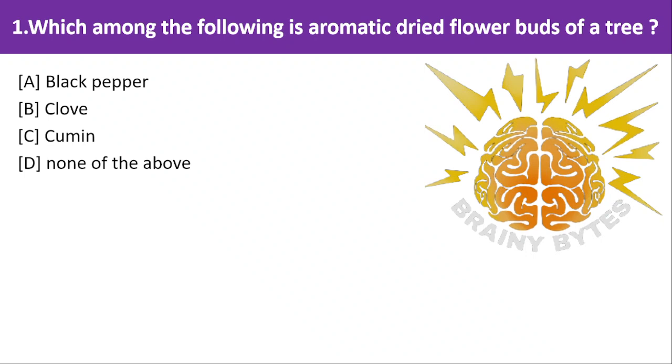Question 1. Which among the following is aromatic dried flower buds of a tree? Options: A. Black pepper, B. Clove, C. Cumin, D. None of the above. Correct answer is B. Clove.